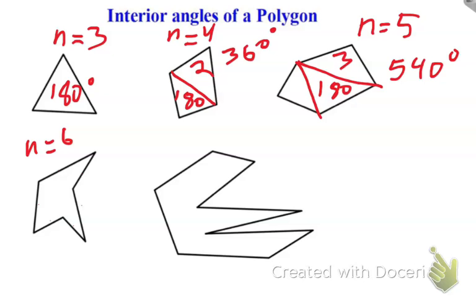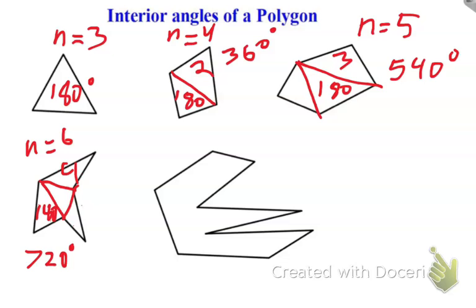Well, you know what? I can make triangles out of that too. I can go like that. There's a triangle. There's a triangle. There's 2 more triangles. So I have 4 triangles. Each one of those has 180 degrees. So 4 times 180, which would be 720 degrees.